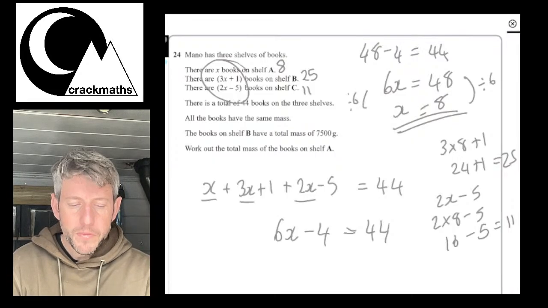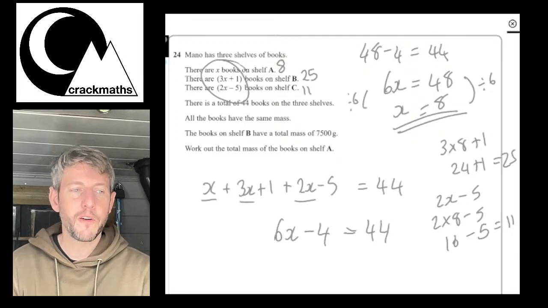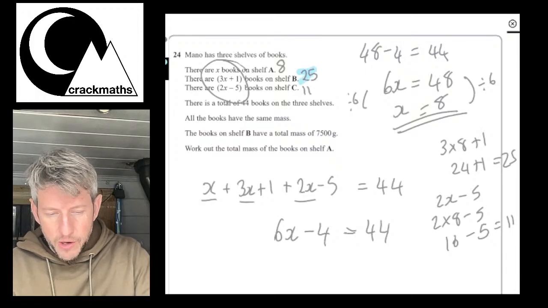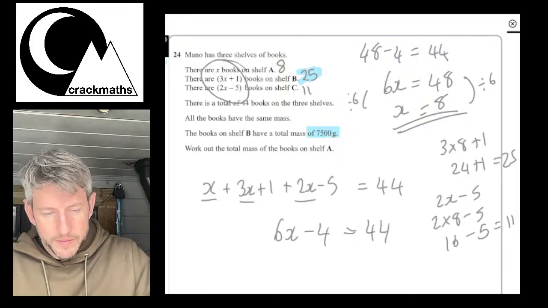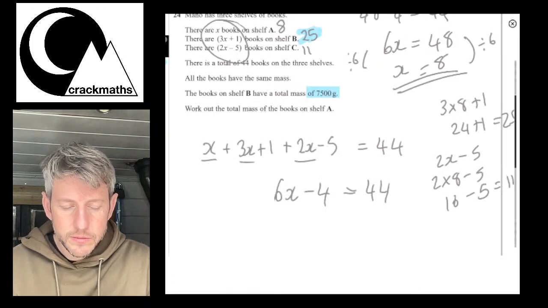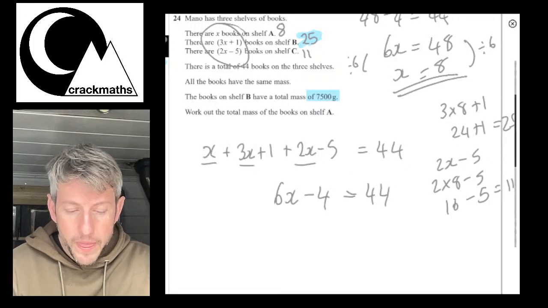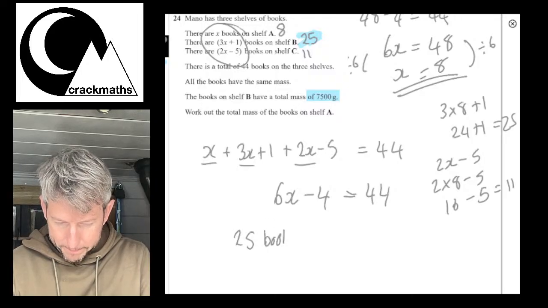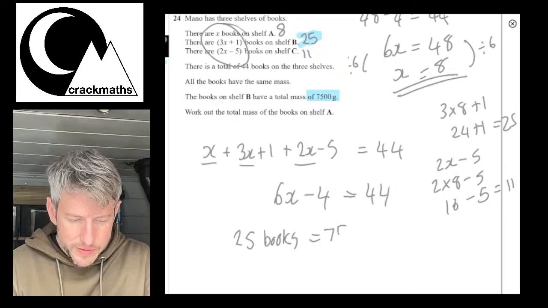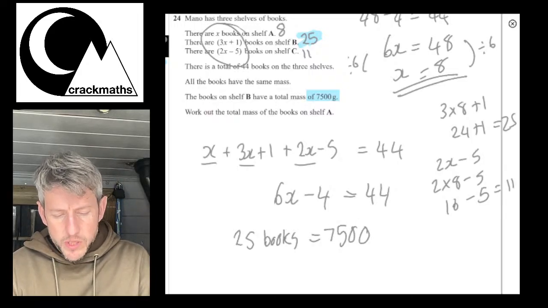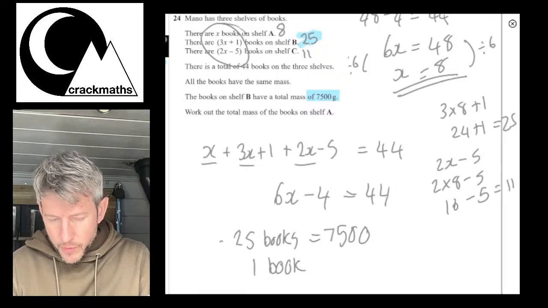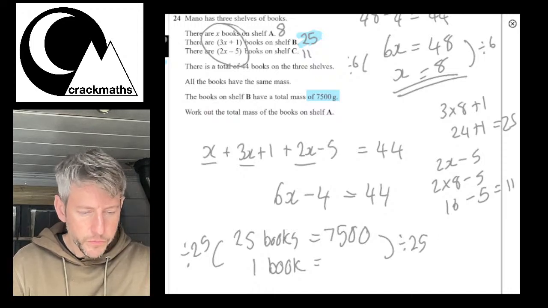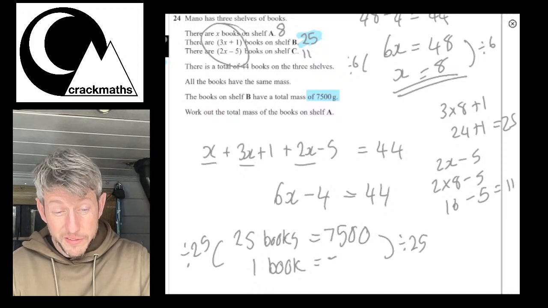The books on shelf B have a total mass of 7,500 grams. So there's 25 books on shelf B and they weigh this much. If all the books have the same mass, we know that 25 books equals 7,500. So we want to find out one book, so we need to divide by 25. So 7,500 divided by 25.